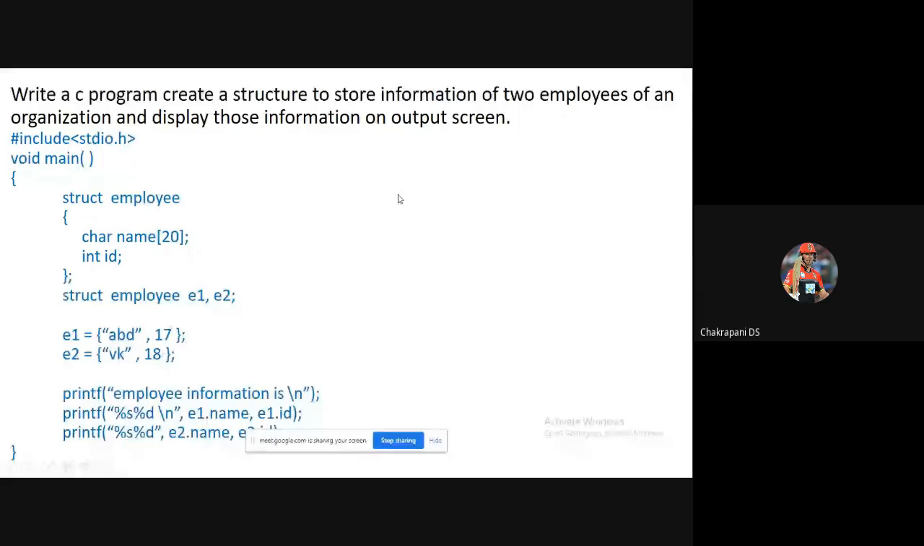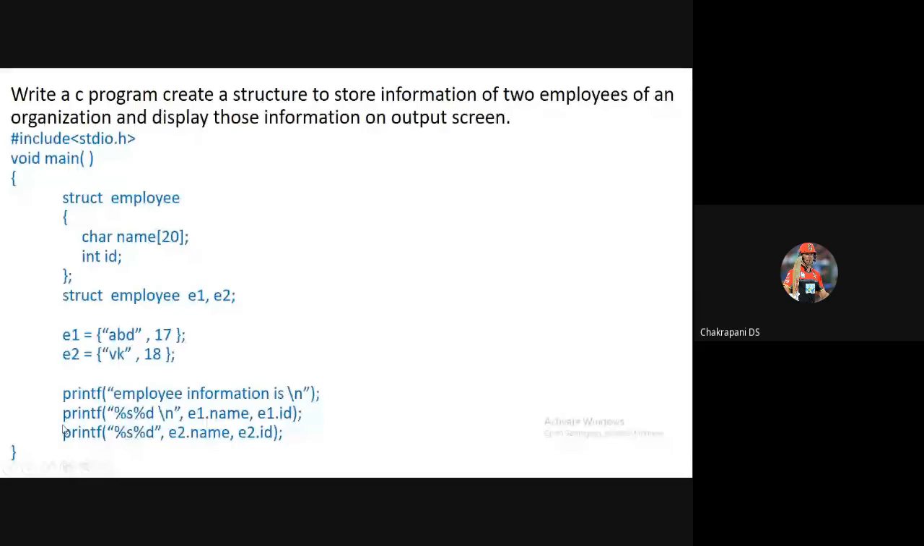How to print the information? To print the information, you can print the information of the first employee. Print the percentage d, E1 dot name, E1 dot ID. Then print the information of the second employee, E2 dot name, E2 dot ID. So this is how we write the program.